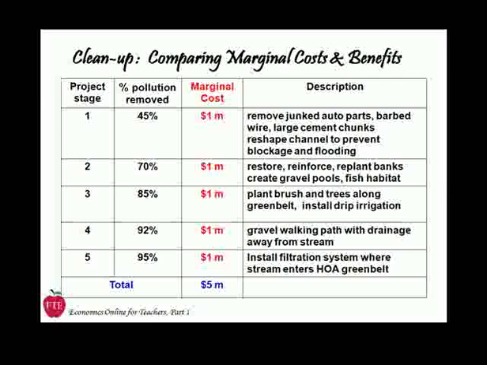Fortunately, somebody on the Homeowners Association board took economics in high school and asks the environmental mitigation company to break out the bid to show the various steps of the project. You see the results in the chart on the screen in $1 million increments. That $1 million is the marginal cost of each stage of the project. So take a minute and read through the chart.